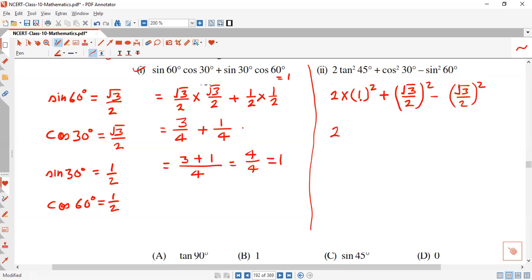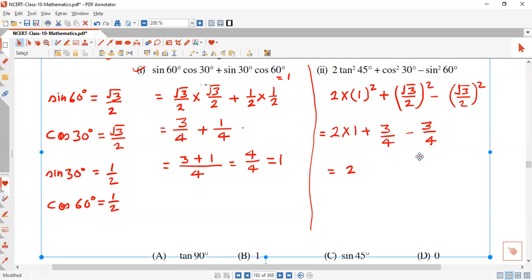Let's see: 2 into 1 square, which means 1, so 2 into 1, plus root 3 square, which means 3, we write down 3 here, and 2 square means 4, minus root 3 square, which means we get 3 here, and 2 square means we get 4. You see this 3 by 4 and this minus 3 by 4 will be cancelled out, and we are getting the answer, that is 2 into 1, 2 only.